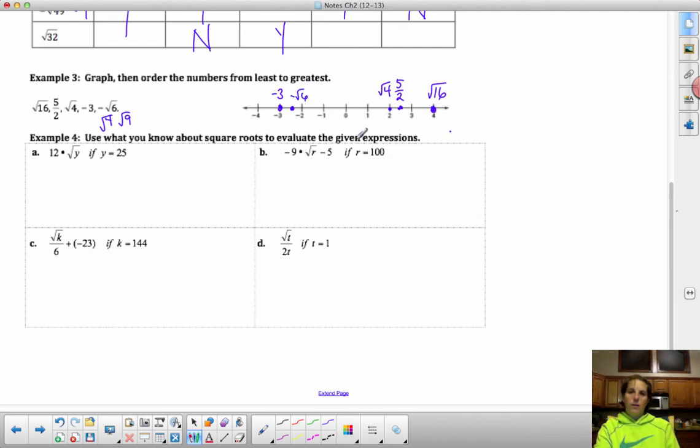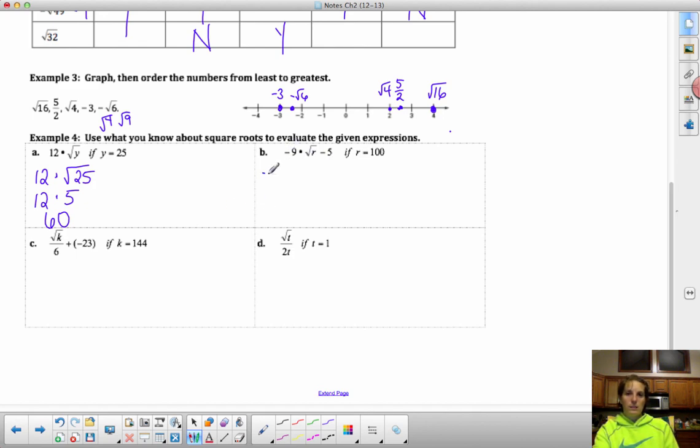And once we have all of those on the number line, then being able to list them from least to greatest is pretty easy to do. Negative 3, negative square root of 6, square root of 4, 5 halves, square root of 16. So be prepared for that. And then last but not least are the evaluate problems. So this one says, do 12 times the square root of y, if y is equal to 25. So 12 times the square root of 25, that's just 12 times 5, which hopefully you have memorized, is 60. Just be cautious, make sure you follow the rules as you see them.